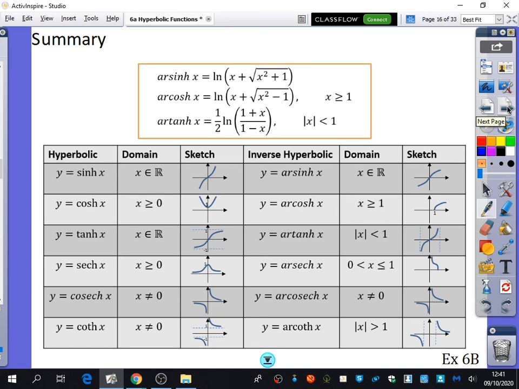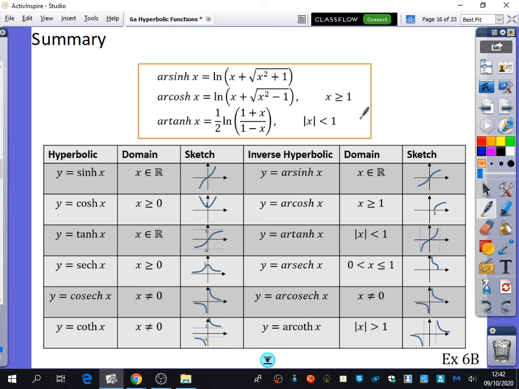And this is a summary page, really, so that you've got everything all in one place about what we've just done. So I've got the three functions. This is what you get in the formula book. And then I've just got all of the different hyperbolic functions and the inverse hyperbolic functions with a small sketch and with their domains there for you as well.